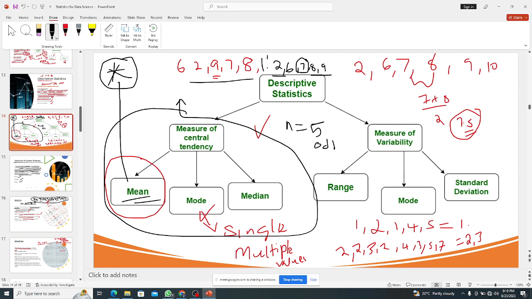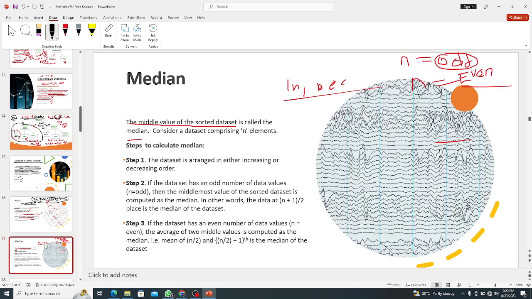What if we have 10 here? If we have 10 here, then it will be 1, 2, 3, 4, 5, 6. So our count will be 6, and n is equal to 6, whereby 6 is an even number. In that case, let's assume we've arranged them here, we'll take these two middle values, add them and divide by 2. We've already discussed that, so all this explains that.